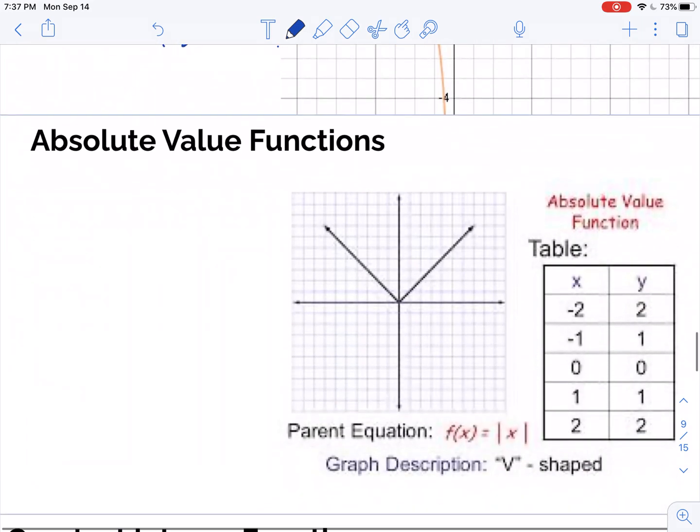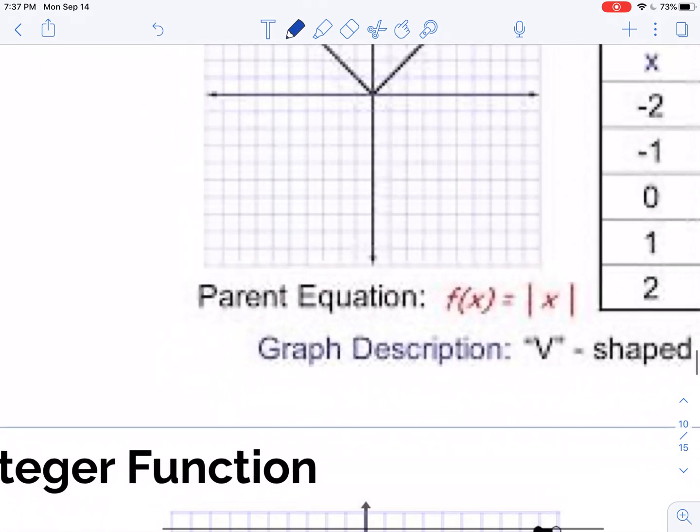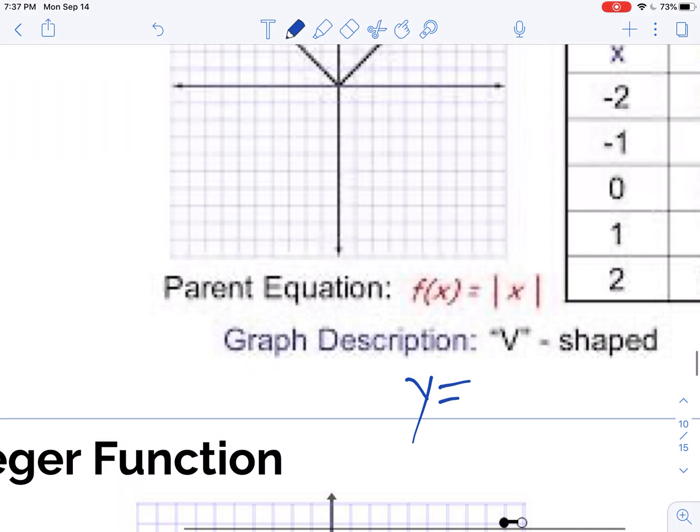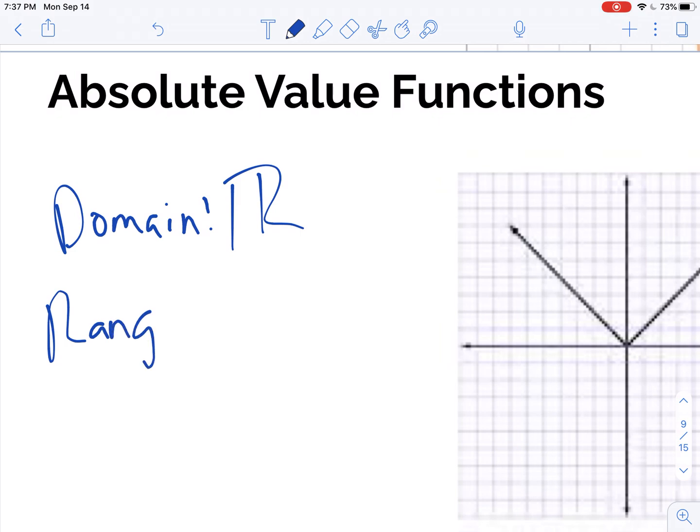All right, absolute value function. You guys are super familiar with these. These are your v-shaped functions. You got your table of values, -2, 2, -1, 1, 0, 0, 1, 1, 2, 2. You know that this means that f of x is equal to the absolute value of x. You can also write it out as y is equal to the absolute value of x. Here, your domain is all real numbers. Your range is all real numbers. And your x and y intercept are both 0.